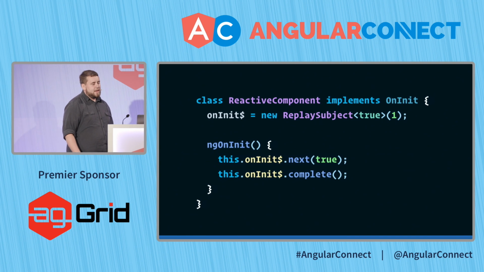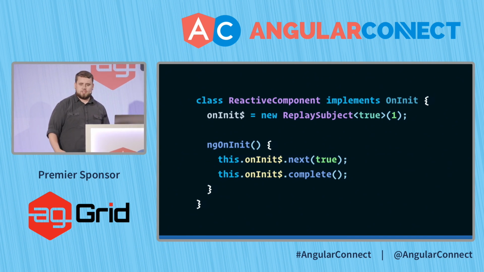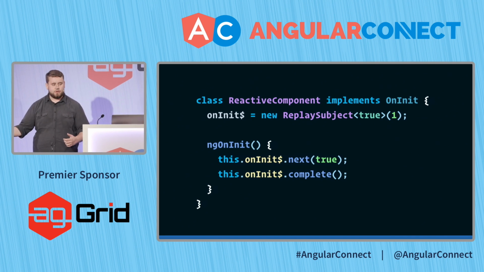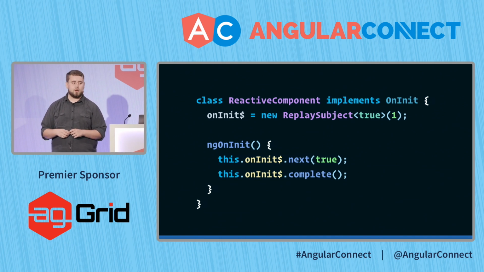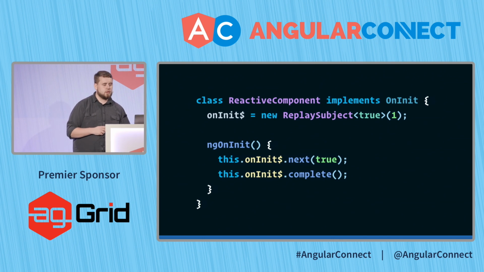So I'm going to do that by initializing a subject, just a simple replay subject, and when ng-on-init gets called, I'm going to next a value into it, could be any value, and I'm going to mark the subject as complete to let any subscriber know that lifecycle hook has been called and won't be called again.